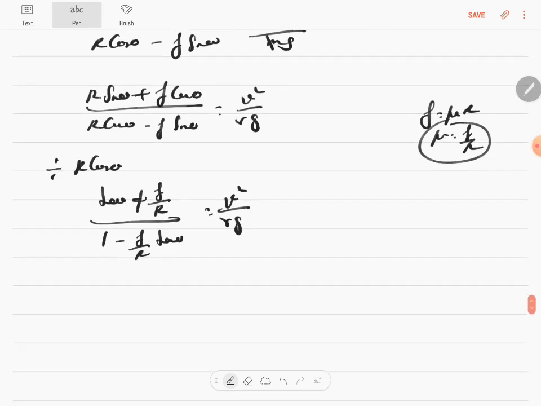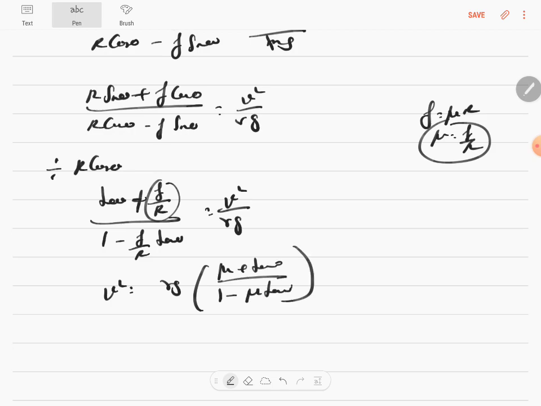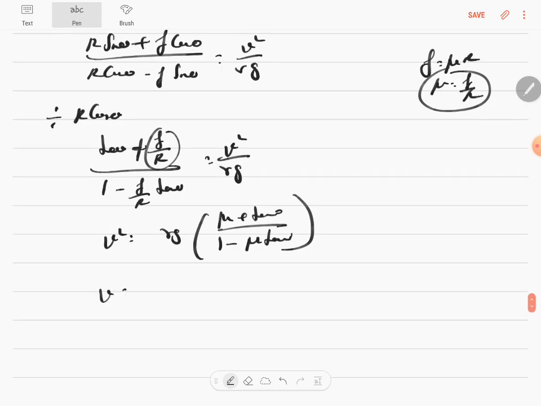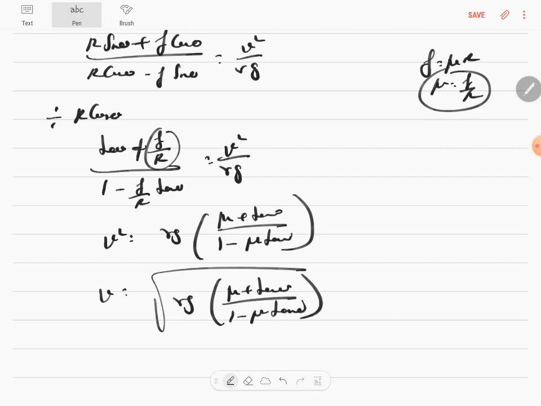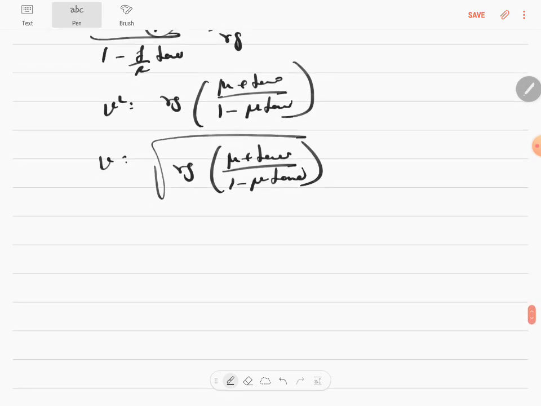Therefore, v square is rg into, f by R itself is mu, so mu plus tan theta by 1 minus mu tan theta, because you know f by R is mu. So v therefore is root of rg into mu plus tan theta by 1 minus mu tan theta. That is the velocity with which a body can go on a raised road, in other words, a banked road.